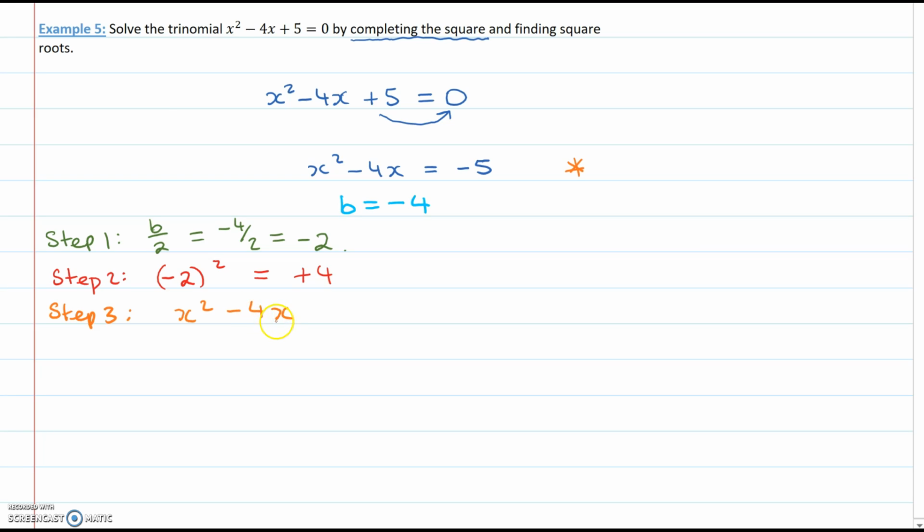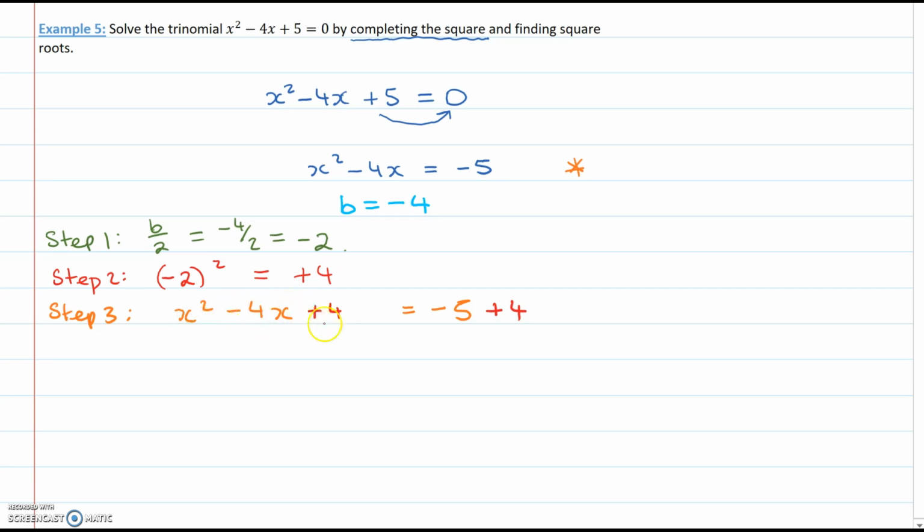Okay, so it was x squared minus 4x. I'll leave a little bit of space there, and I want the minus 5 on the other side. Now what we do is take the number that we just worked out in step 2, which was plus 4, and we add that to both sides of the equation. Remember, what you do to one side, you have to do to the other side. Now the effect of that is to have completed the square on the left hand side.